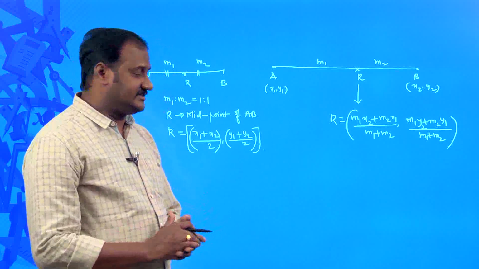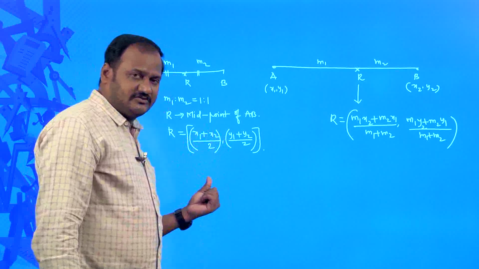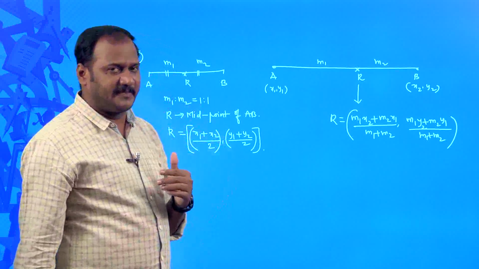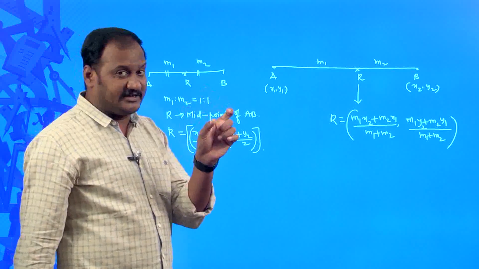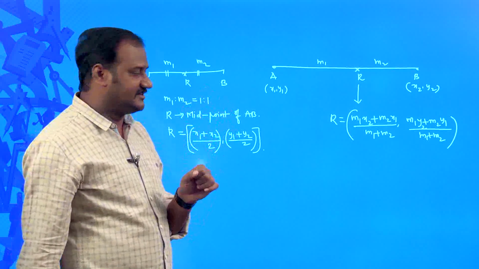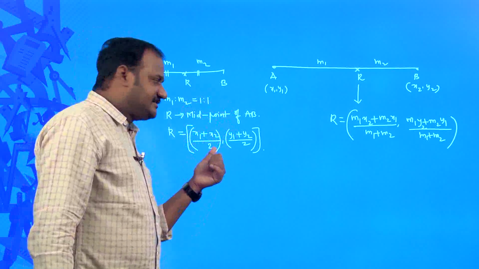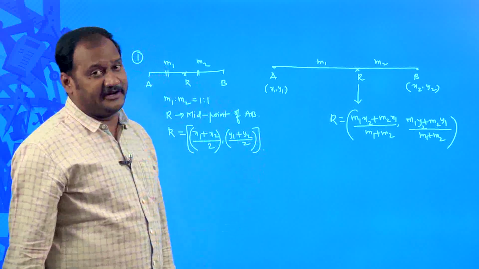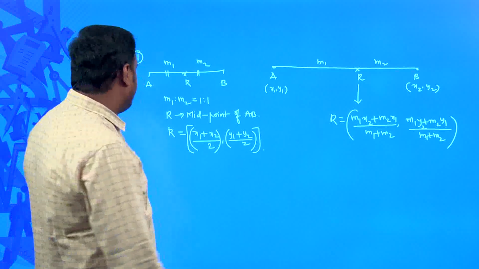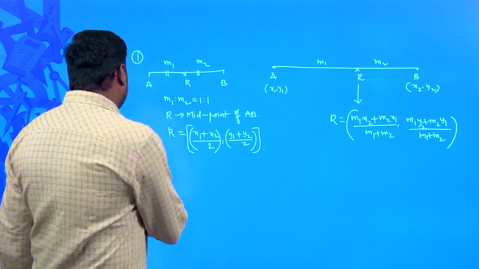You can call this as (x1 plus x2) by 2. What do you mean by that (x1 plus x2) by 2? x1 and x2 both are x coordinates, divided by 2 means sum of x coordinates divided by 2 means the average of x coordinates, comma the average of y coordinates, that is the formula for the midpoint of the line segment joining 2 points. And coming to the second one, what is the second one?